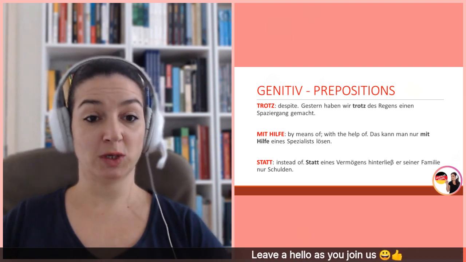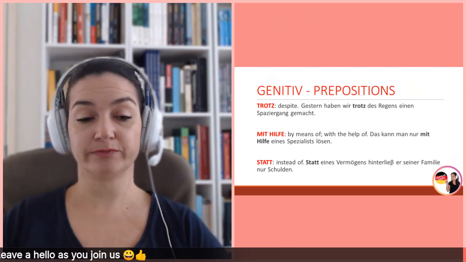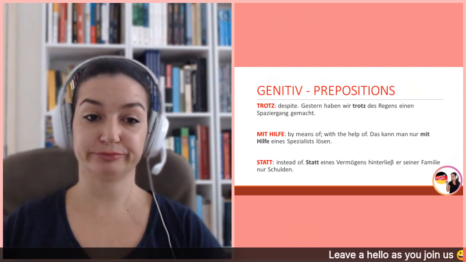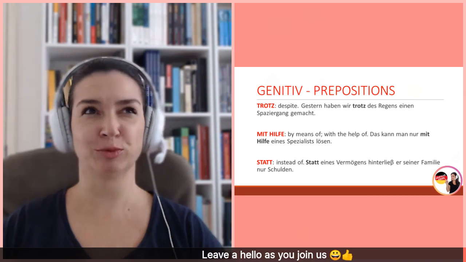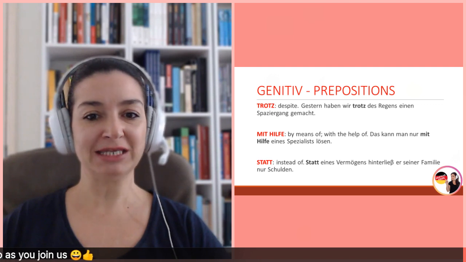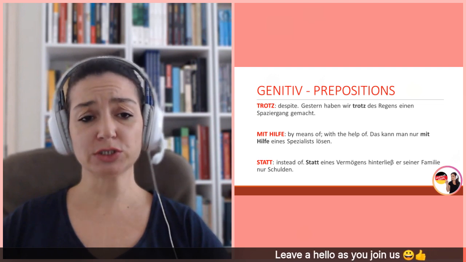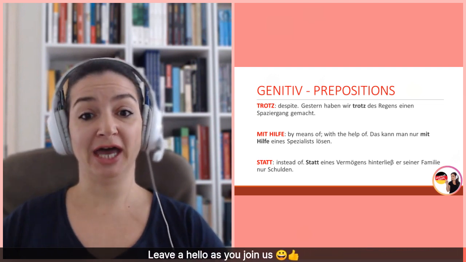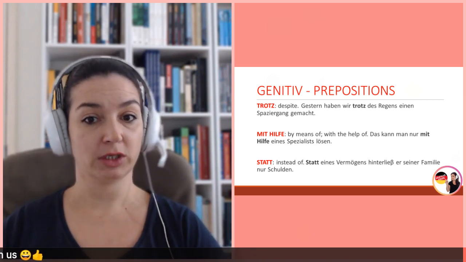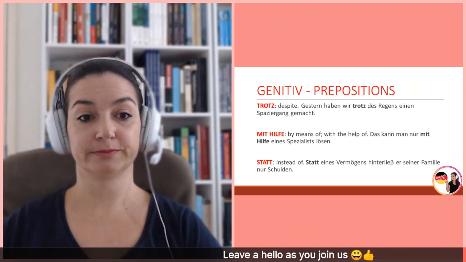And it's funny, right? Because we already have a preposition, mit, and then we have Hilfe. For some reason, maybe because here we are giving the possession, who gave the help, or who the help belongs to. Das kann man nur mit Hilfe eines Spezialisten lösen. So we can only solve that with the help of a specialist. Only a specialist can help us solve this problem.